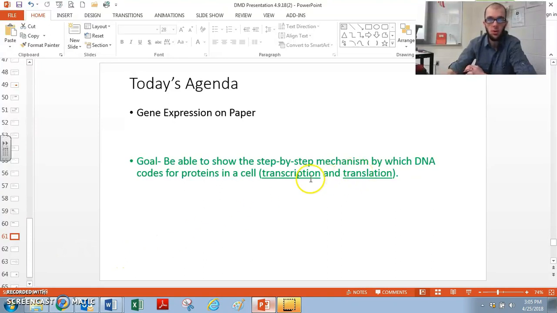Two terms that we need to know are transcription and translation. These are two totally different processes. They're super important, though, for figuring out how to take DNA and make it into proteins. Your proteins determine your traits. So if you can do this gene expression on paper, what you're really doing is showing how DNA results in traits. It's very, very powerful, and it took scientists a long, long time to figure this out.